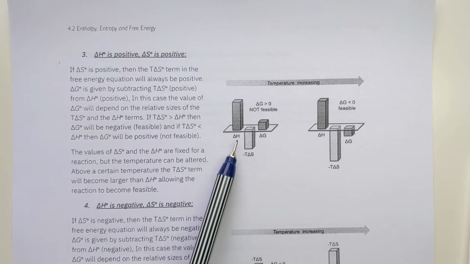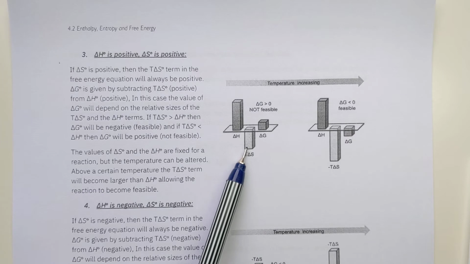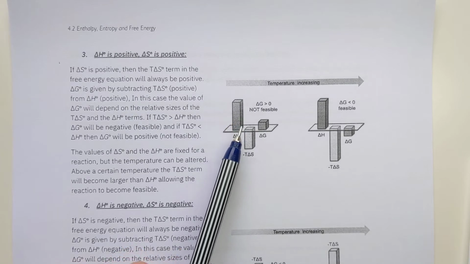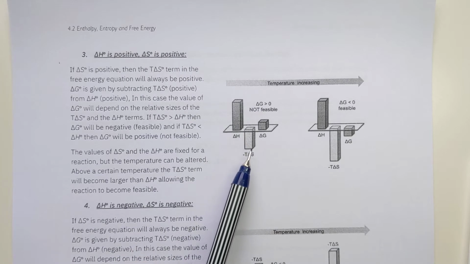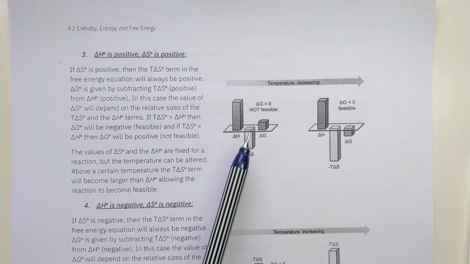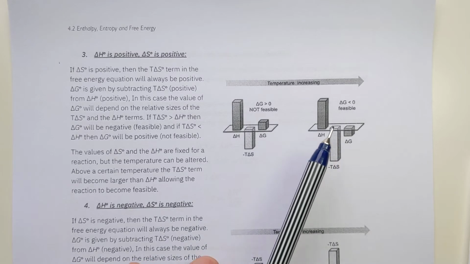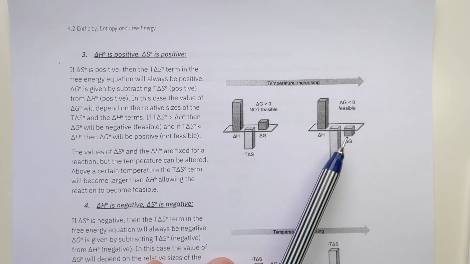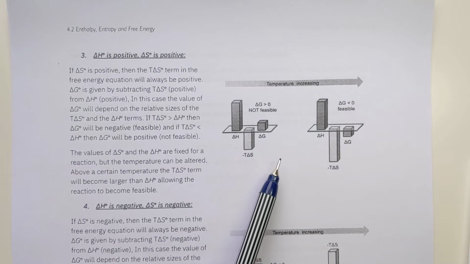So in some cases, your delta H bar will be taller than your minus T delta S bar. That's going to make delta G overall positive. So in other words, your positive unfavourable delta H value is kind of taking priority over the favourable minus T delta S value here. However, in some other situations, your T delta S value might end up being bigger than your delta H value, making delta G overall negative, making it favourable. The factor that you're changing there to make it either favourable or not favourable is the temperature.